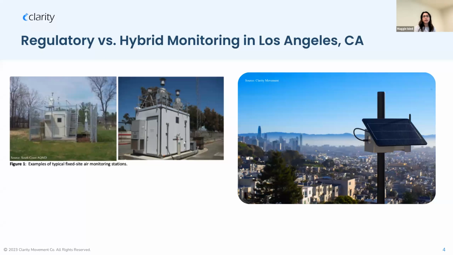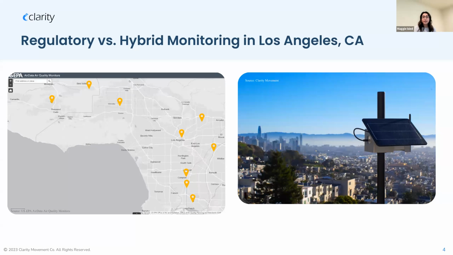So the image on the left shows what we would call a regional air monitoring network or a regulatory air monitoring network. As you can see, it's pretty big. It requires a lot of land, it requires power. It definitely requires a lot of expertise to maintain and regulate. And it also requires a lot of siting requirements that are set by the US EPA. And as a result of this, there aren't very many of these monitors around Los Angeles. We can see just from the map that there are quite a few spatial areas that are not covered.